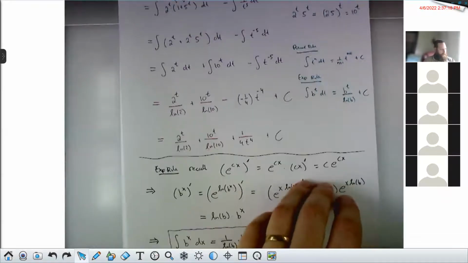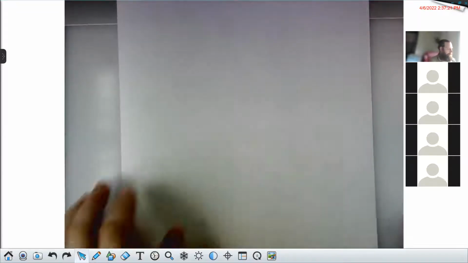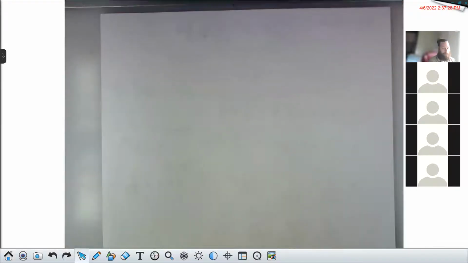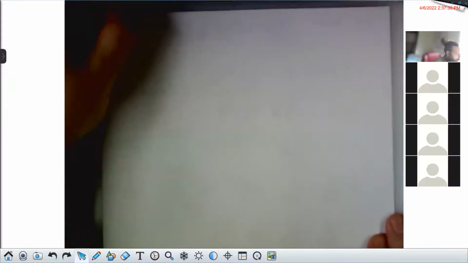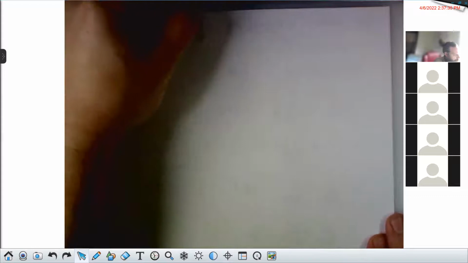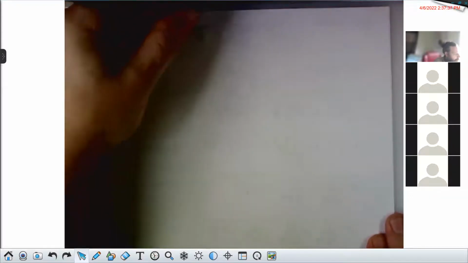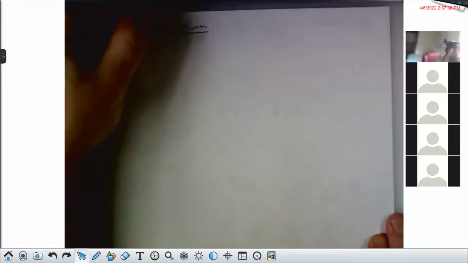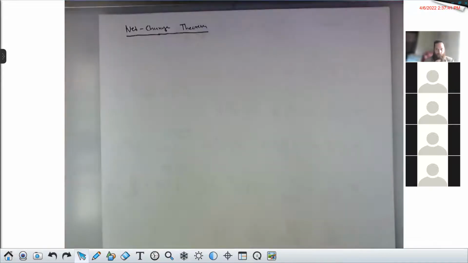Let's talk about the net change theorem. This is one of those things that when you just state it in terms of definitions and symbols, it's like, duh. But if you're asked to think about it a little bit more deeply, you can see that there are some subtleties.